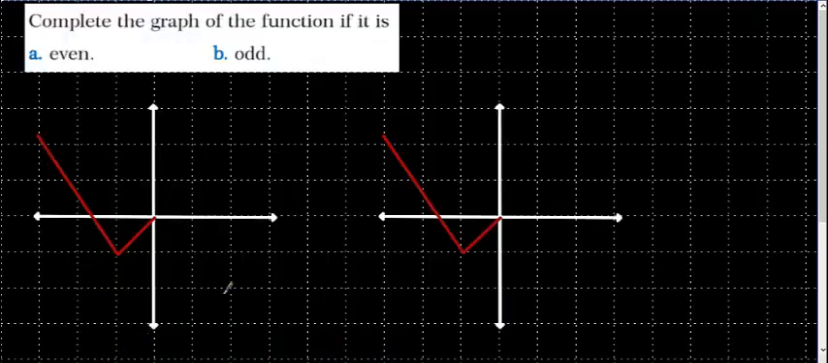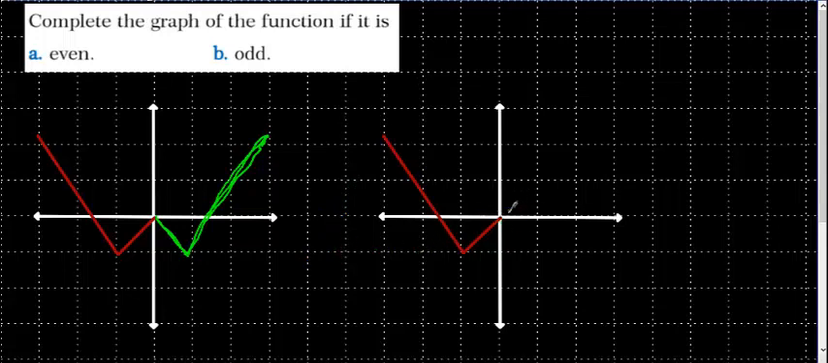Okay. Now complete the graph of functions, even or odd. Here, if the function is even, it should be symmetric with respect to the y-axis. How the graph is here, on this side it should be like that. This part and this part should be the same. Then this part is going up, so I'm going to go up, and here. Okay.